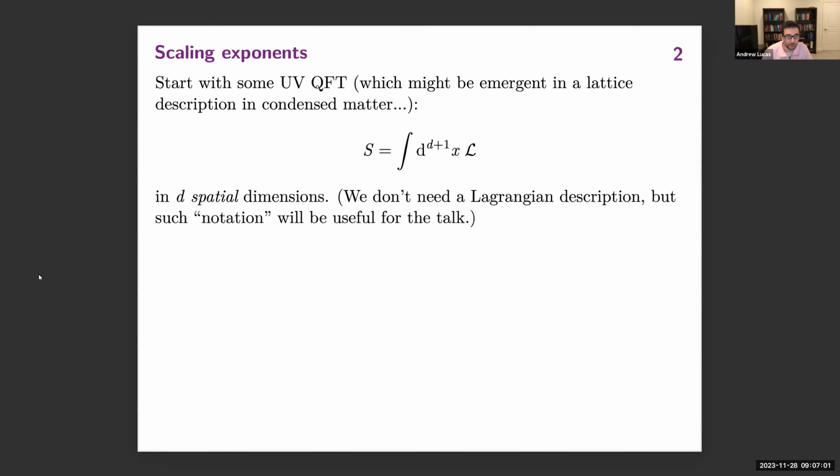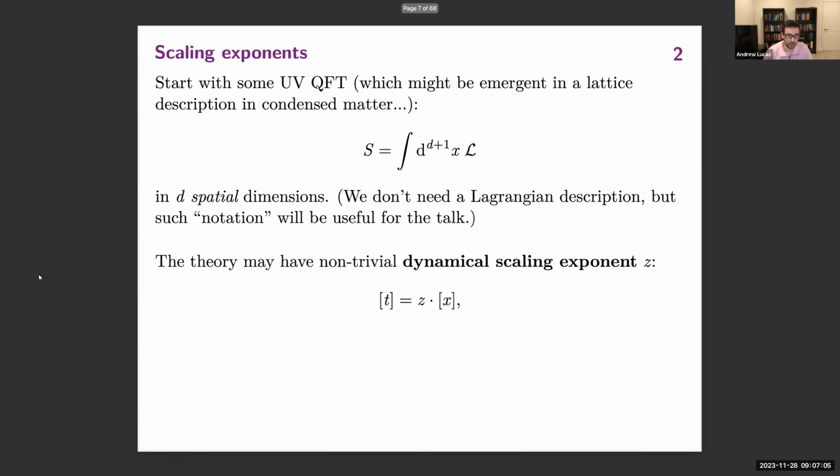This quantum field theory does not need to be relativistic or conformal. We eventually will be interested in field theories that have a non-trivial dynamical scaling exponent z. That just tells us that time and space scale differently. So z is 1 for a conformal field theory, and usually larger than 1 otherwise.